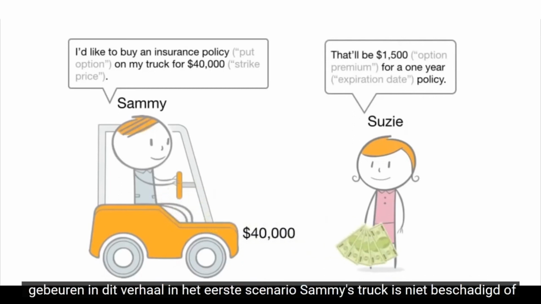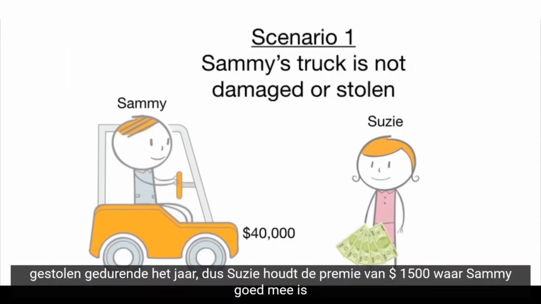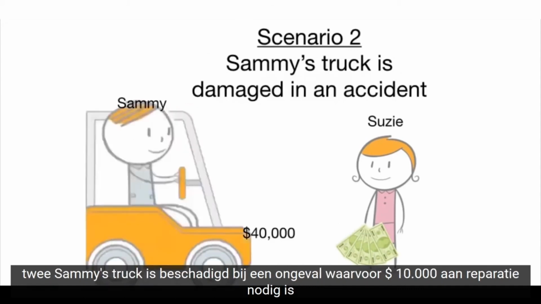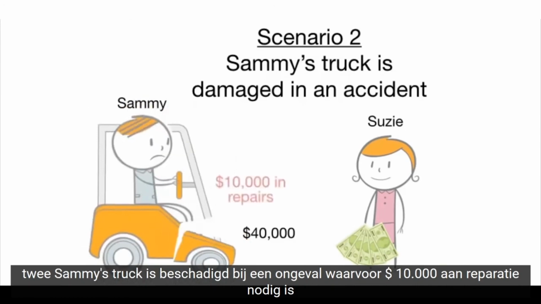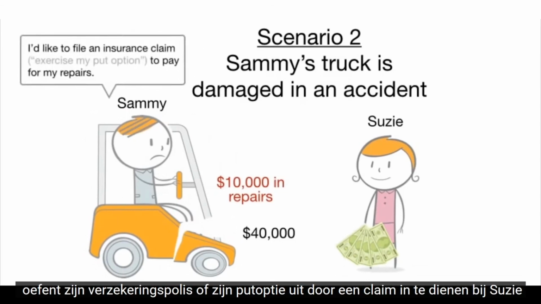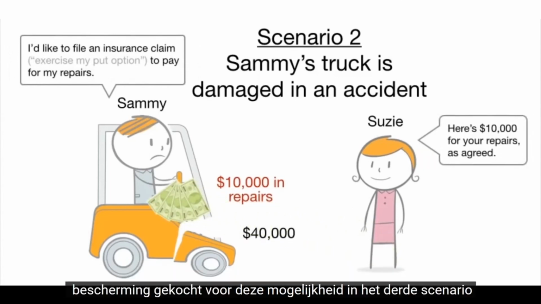Now, 3 things could happen in this story. In the first scenario, Sammy's truck is not damaged or stolen during the year, so Susie keeps the $1,500 premium. Sammy's okay with losing the $1,500 for the protection it provided him for the year. In scenario 2, Sammy's truck is damaged in an accident, requiring $10,000 in repairs. He exercises his insurance policy or his put option by filing a claim, and Susie pays him $10,000 for the repairs as agreed. Sammy is happy he purchased protection for this possibility.